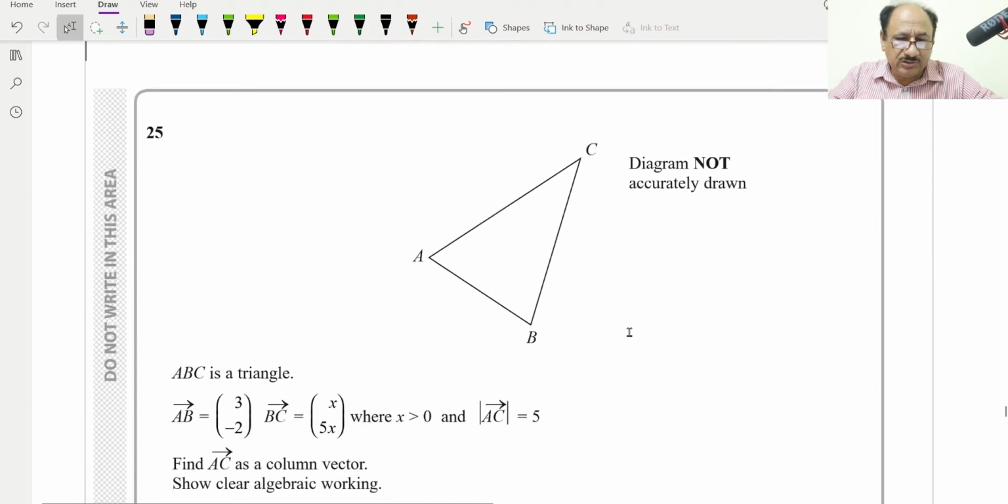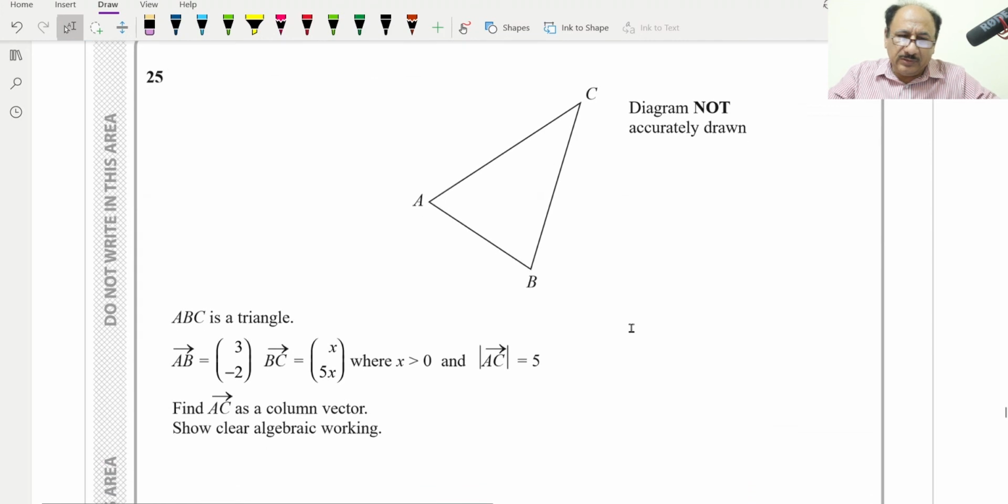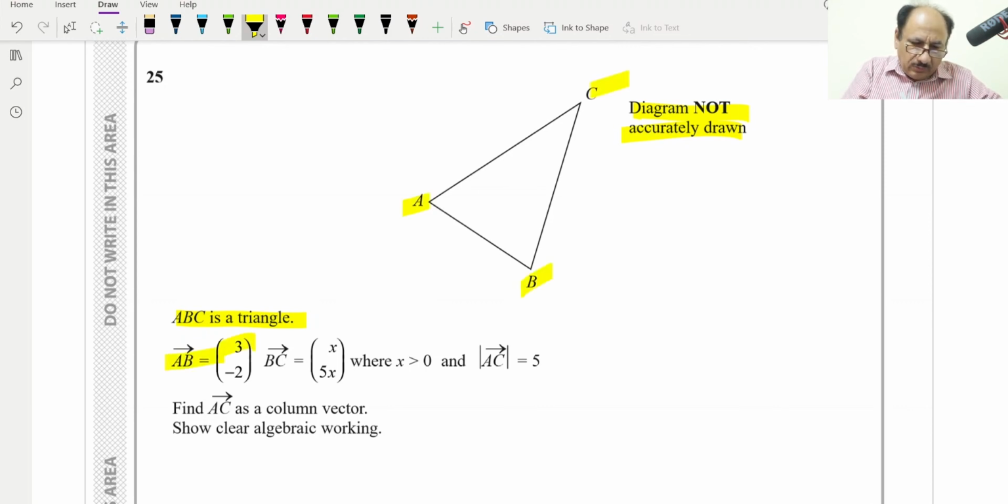Hopefully you understood this. Now question number 25, diagram is not accurately drawn. ABC is a triangle, A, B and C. AB column vector is provided, BC column vector is provided, where x is greater than 0, modulus of AC is equal to 5. Find AC as column vector, show clear algebraic working also.